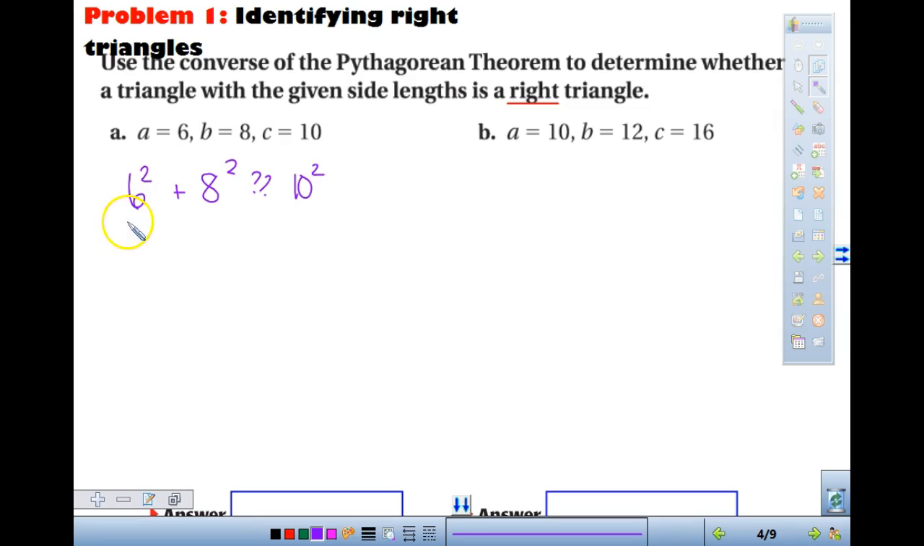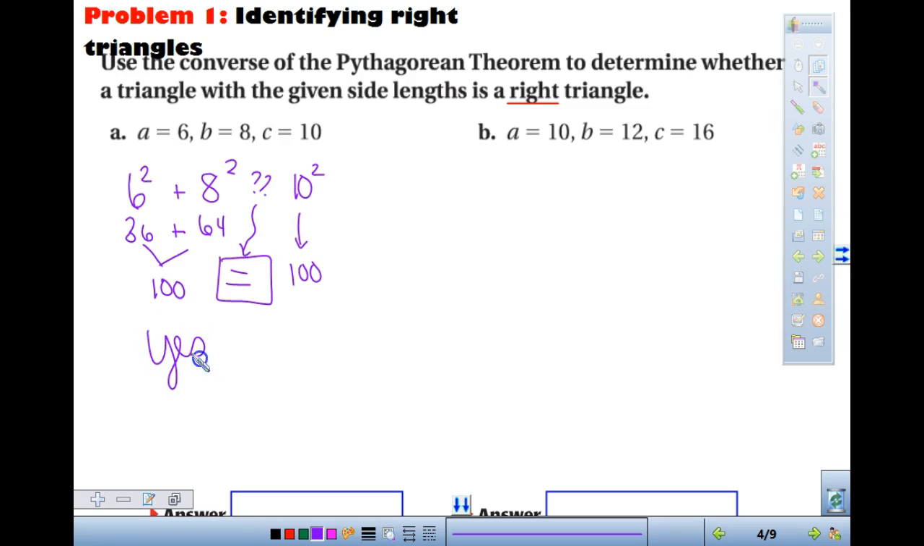Now in this case, we know this is 36, right? Plus 64. 36 plus 64 is 100. And 10 squared is 100. So it's equal, right? That's what our question mark was, what we were trying to determine, and we found it was equal. Since it is equal, what kind of triangle is it? It says, is this a right triangle? Yes, right triangle.